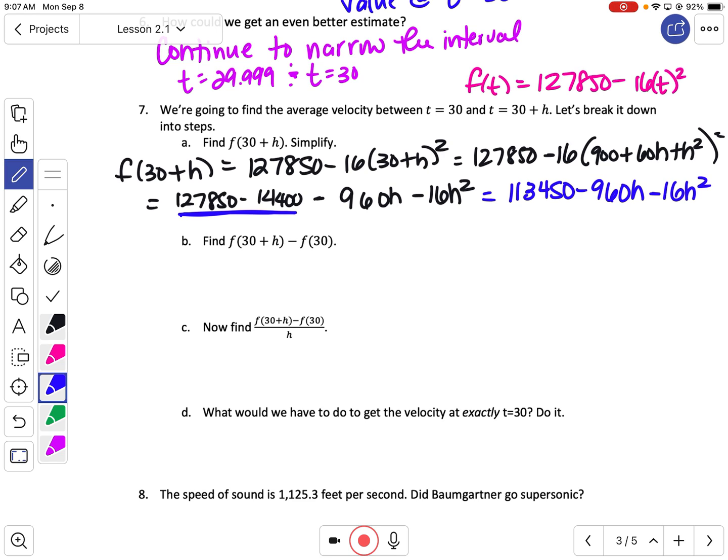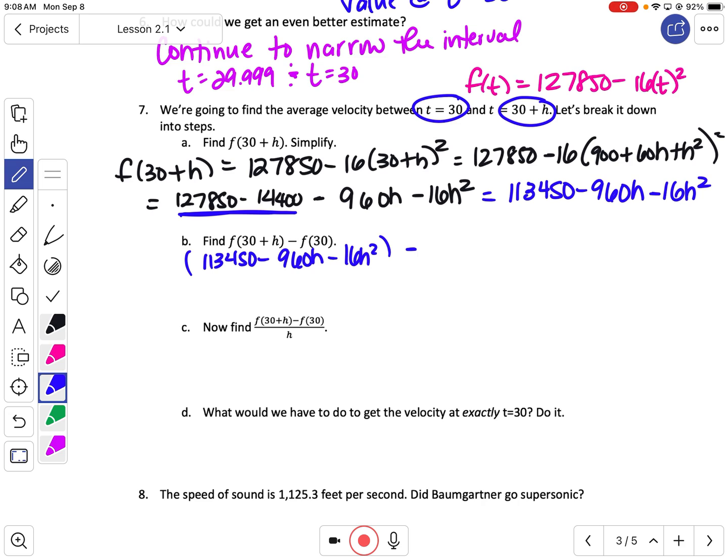So what it's doing is leading me through this average velocity, okay? My two ordered pairs were t equals 30 plus h and t equals 30, right? So what we just did was f of 30 plus h. Now we're going to do the top part of the average velocity formula, okay? So we're going to take that expression that we just found, 113,450 minus 960h minus 16h squared, and we're going to subtract f at 30.